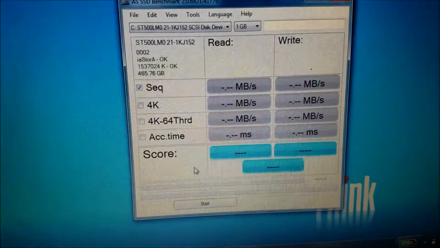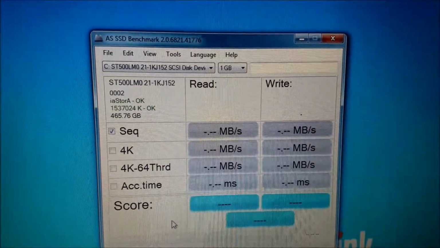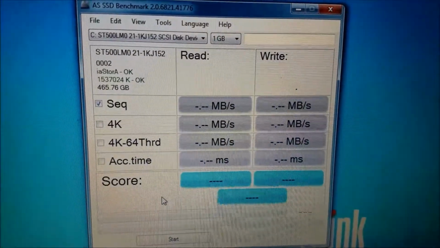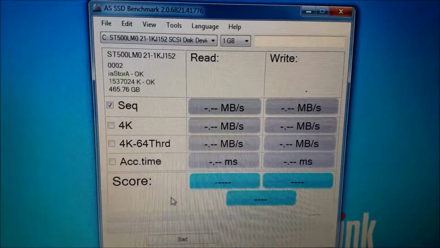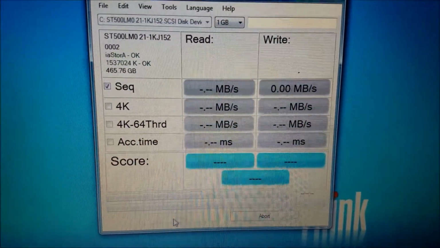All right, guys, let's go ahead and test this Seagate hard drive. I'm using AS SSD benchmark, and I'm going to test just the sequential read and write, and we'll see how fast a traditional hard drive is. So let me go ahead and hit start here.